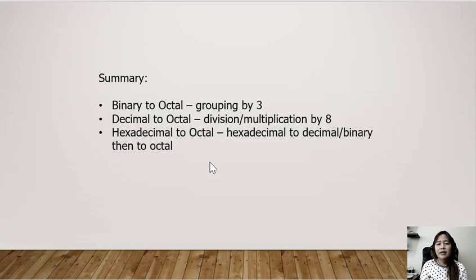Now the last but not the least lesson for this video is how to convert hexadecimal to octal. And I also mentioned that you have two ways here because there is no direct conversion from hexadecimal to octal. Either you convert your hexadecimal to decimal first and then to octal, or you convert your hexadecimal to binary first and then binary to octal.